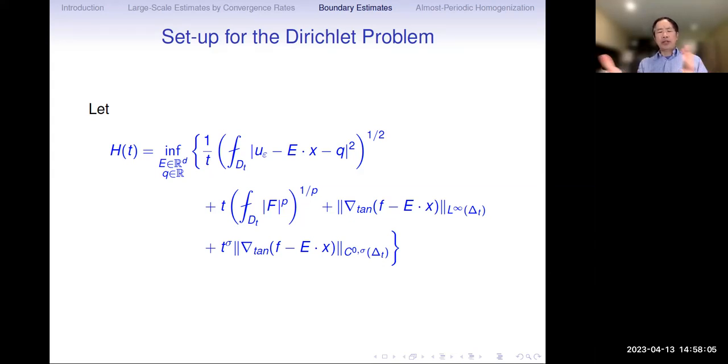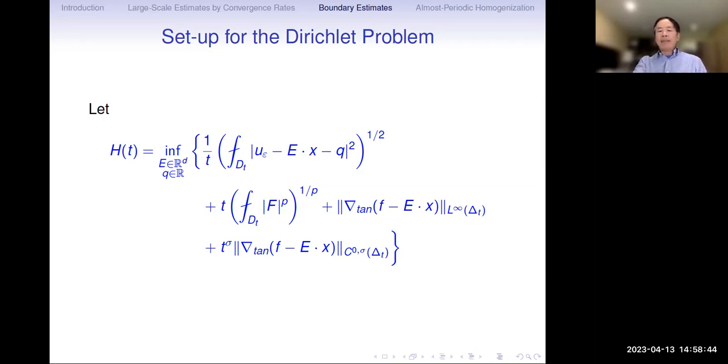The first term is still the same. It still measures the difference between the solution and the linear function, the linear approximation. And you try to take the best linear approximation here, so you take an infimum over all E in R^d, all q in R. And then the capital F is the right-hand side. Previously, we were assuming capital F is 0, so that term was not there. So now if you have a general right-hand side, and you want to get an L^p average involved, p has to be greater than the dimension.